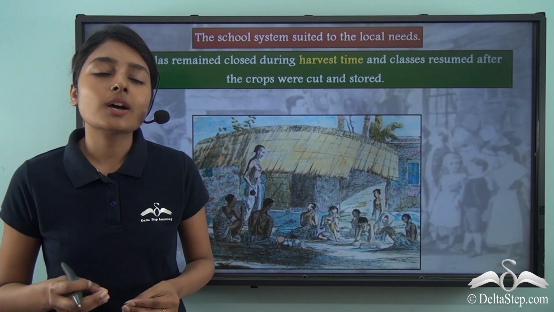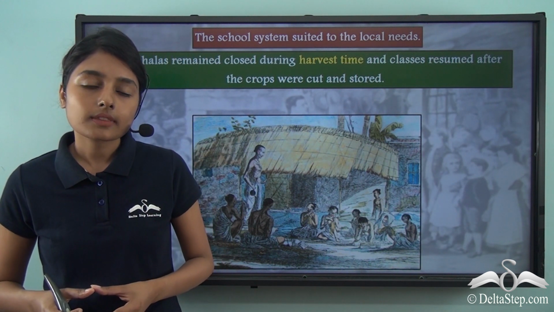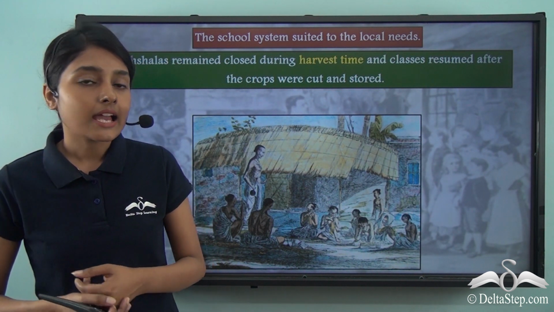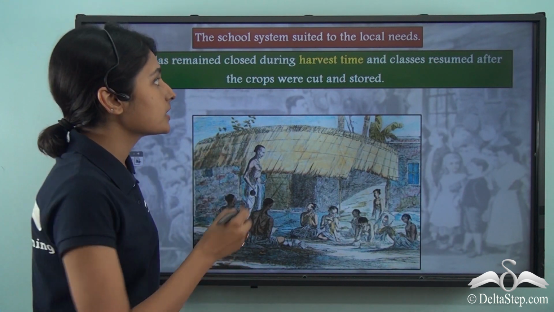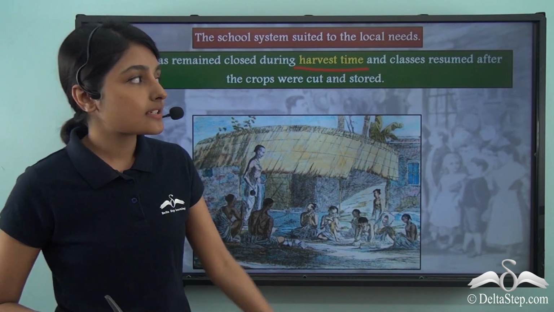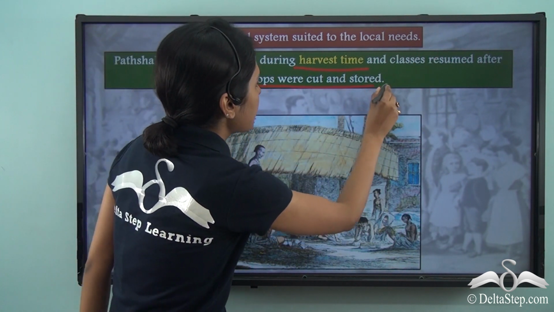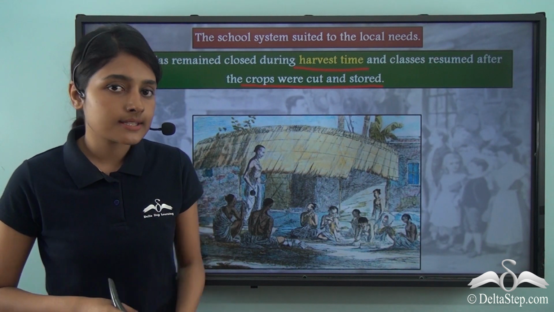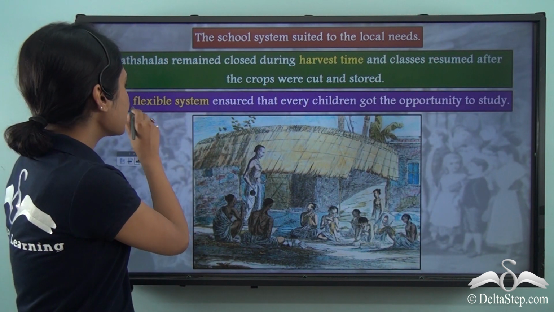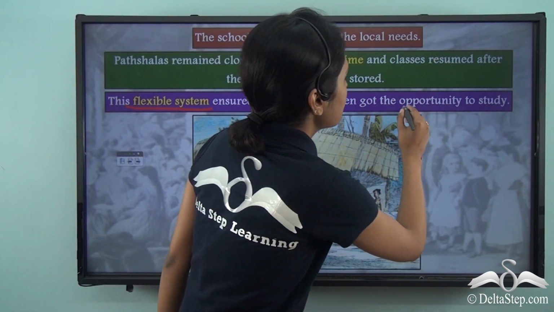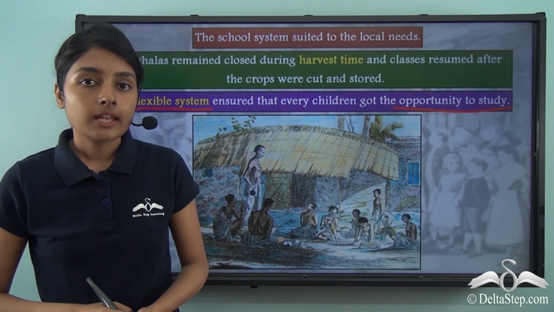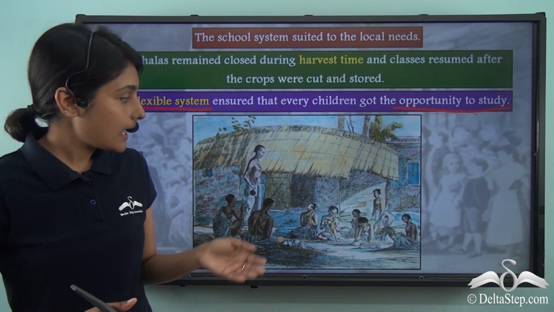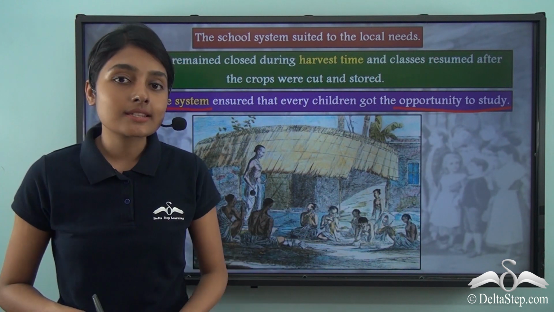Now, these pathshalas also had very different modes of functioning. In our schools and colleges, we get vacations for particular festivals. Likewise, these pathshalas used to remain closed during harvest time, and classes resumed after the crops were cut and stored. Now, why do you think this kind of a thing used to happen in these pathshalas? Well, this flexible system ensured that every child got their opportunity to study, because in these pathshalas there were no particular timetables or routines, and these gurus used to teach these students individually.